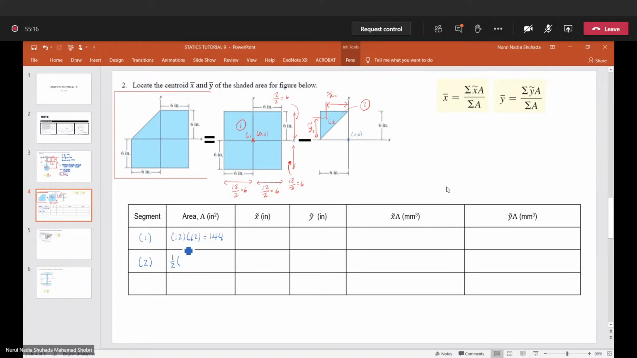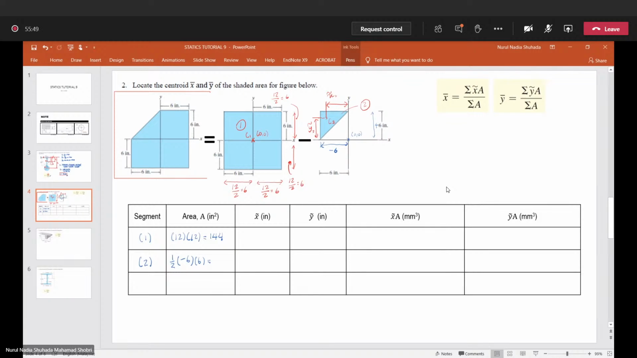Okay, so the area of the triangle is 1/2 times the length and width. We take the width first. The width is here, -6. And the length is from here, which is +6.